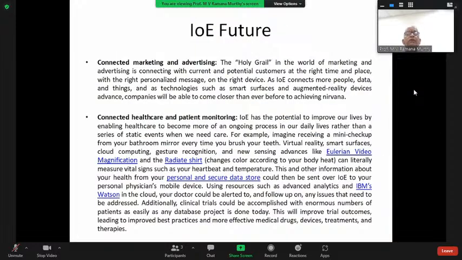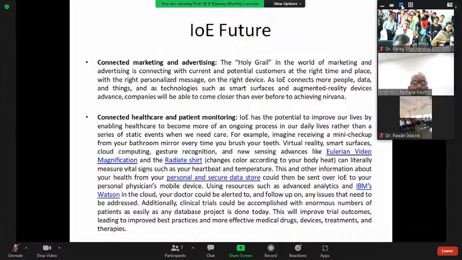So basically, this future is related to connecting marketing and advertising. The second is connected healthcare and patient monitoring. And also in this, we will use what are called Eulerian video magnification, and also radiate shot, and also personal secure data stores, and IBM's master.